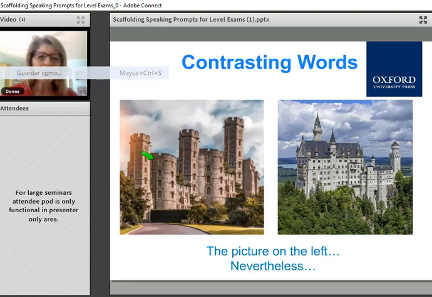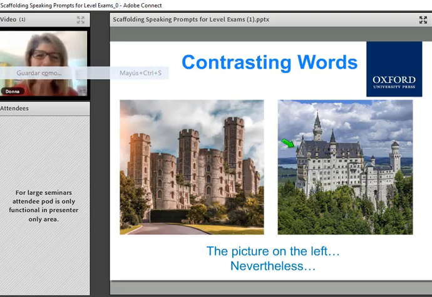Here we have, you're going to say, nevertheless. It's challenging for them. Trust me. If we teach it to them, they will understand it and use it. The picture on the left is a castle, a brown castle. Nevertheless, how can we use nevertheless here? Interesting.